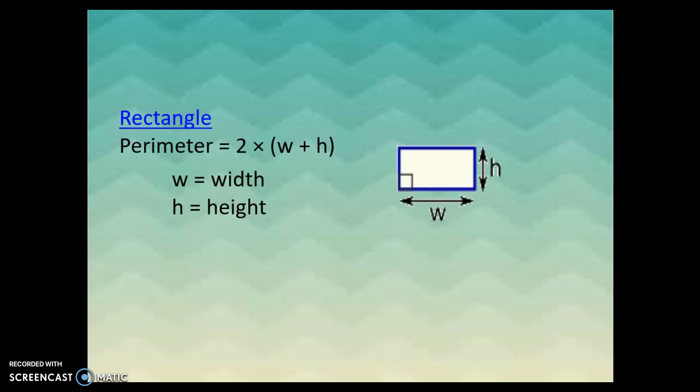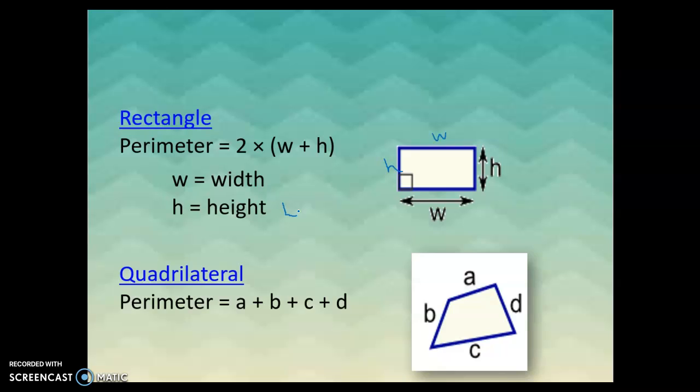For a rectangle, we're going to add up the width and the height. And because the width is going to be the same on both sides and the height is going to be the same on both sides, we can do 2 times the width and 2 times the height. Sometimes you'll see instead of width and height, an L for width and length. It's the same thing. So add up all 4 sides.